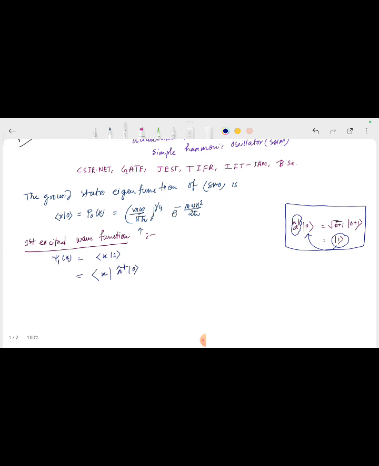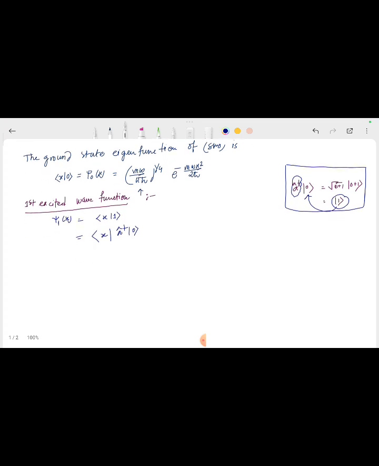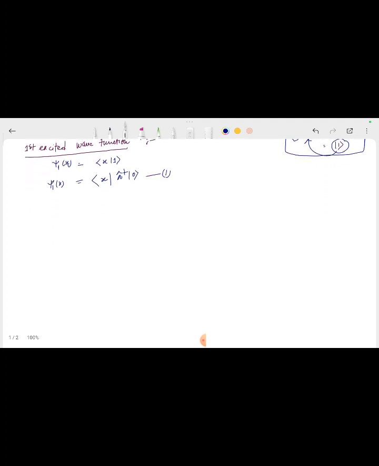I think in the second lecture we derived a beautiful mathematical formula of the raising operator in terms of the position operator and momentum operator. We beautifully derived it, right? So psi 1 of x is equal to 1. This is equation number 1.